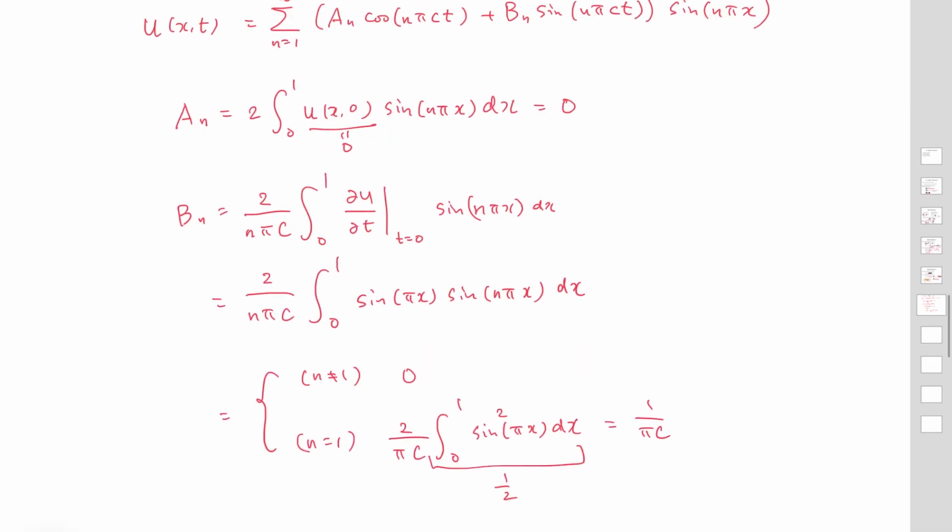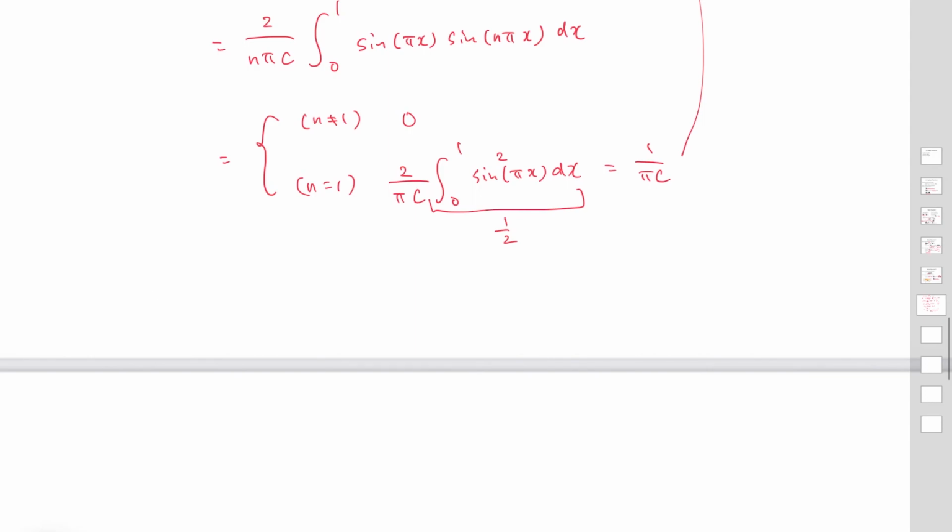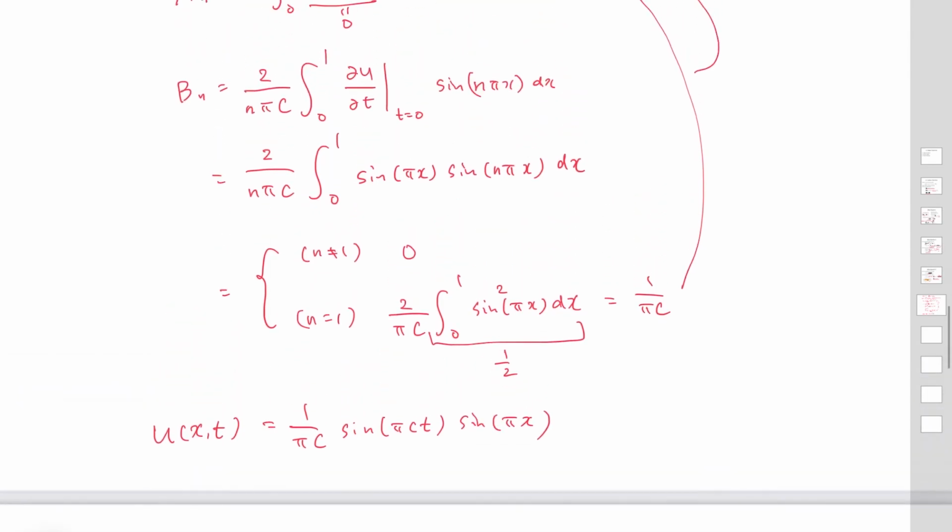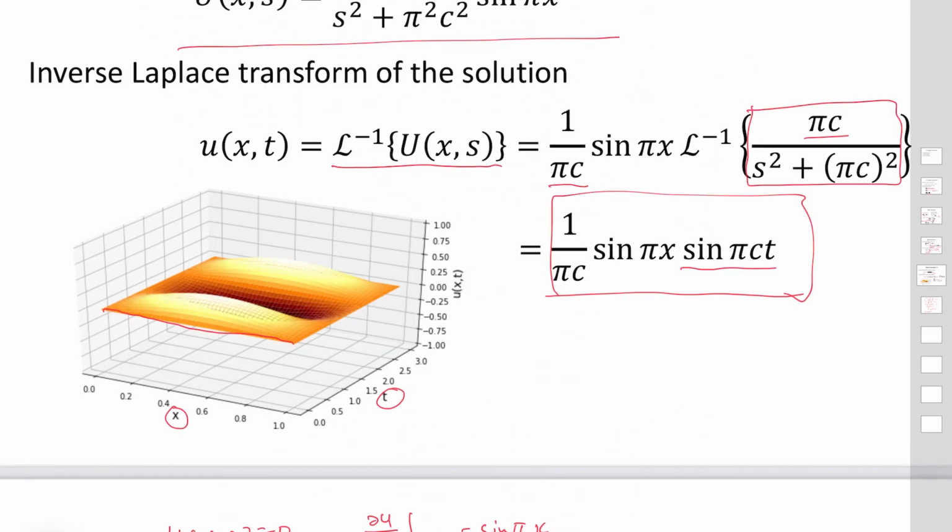Then you can substitute these relations in here. As a solution of u, it becomes 1 over pi c sine pi c t times sine pi x, because only n equals 1 is allowed. This is exactly equal to the previous solution. Okay, this is the end of the first section.